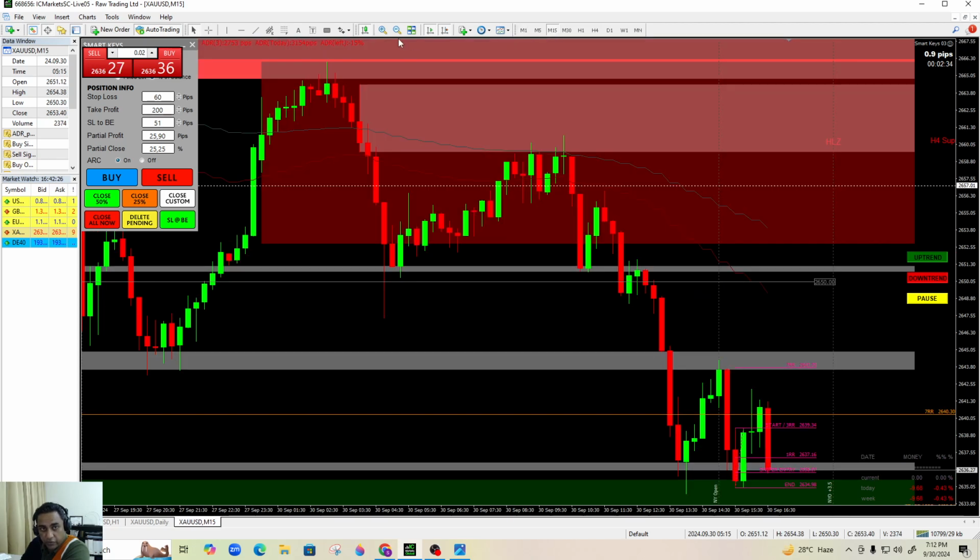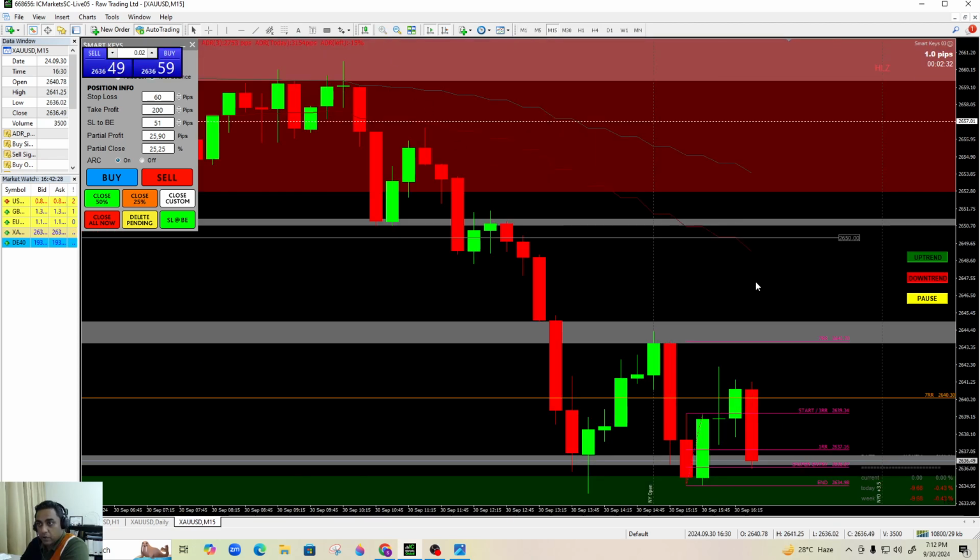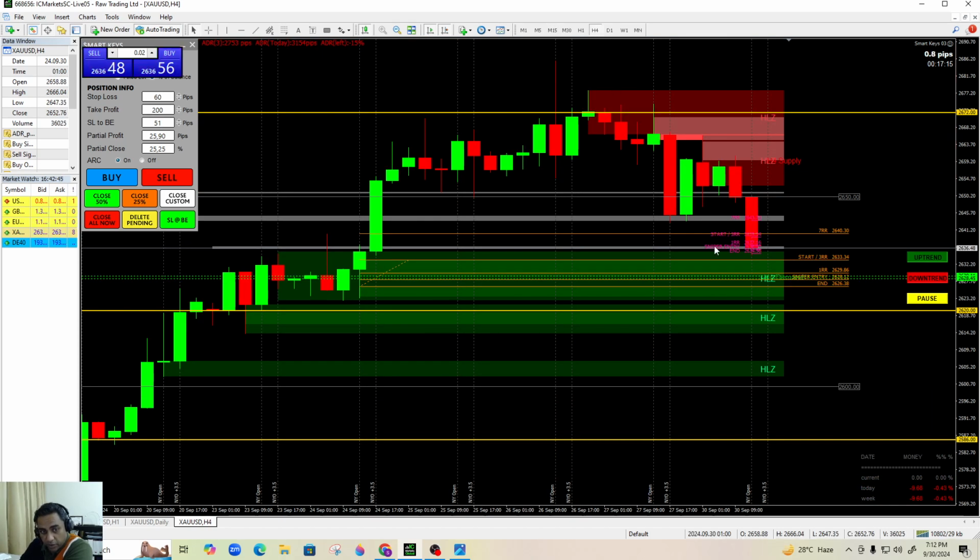Just gotta wait for this M15 candle to close. 2.5 minutes more. If it closes at this support, we're going to continue down. The next candle is going to break the low and continue down. And also the next 15 minute is going to be the 4-hour candle close.